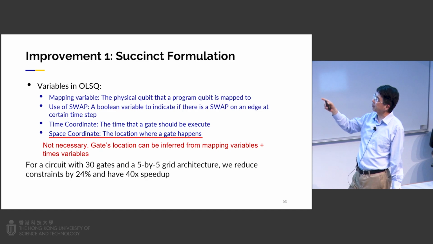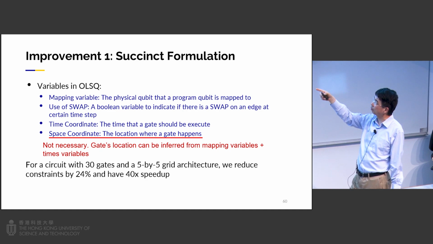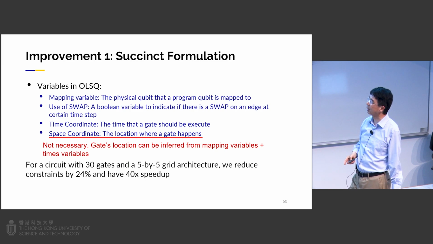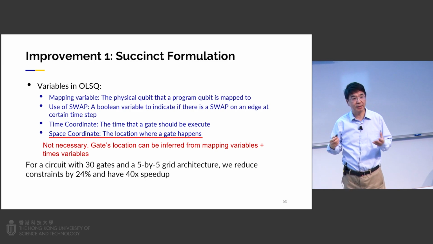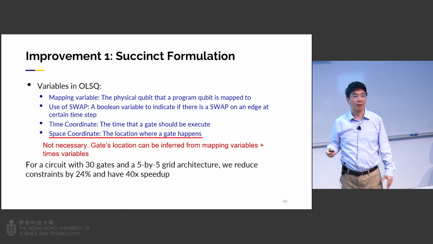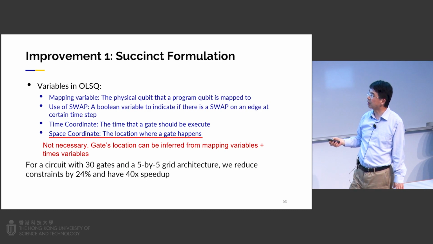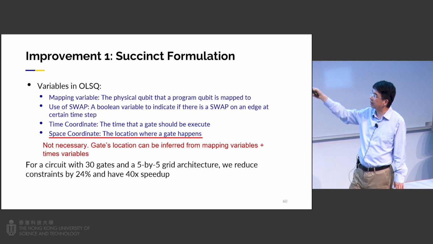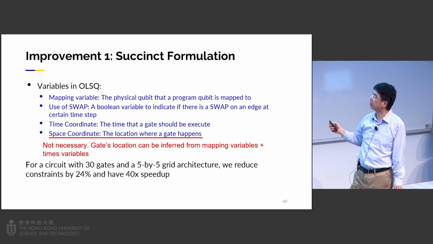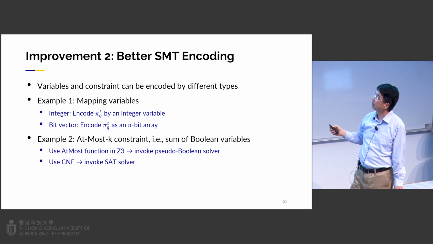For example, for a circuit with 30 gates on a 5 by 5 grid, we can reduce constraints by 24%. Remember, SMT or SAT is eventually an NP-hard problem. You are using some exponential algorithm to solve it. So if you reduce the constraints, for a large problem you can get a lot of speedup. So that's actually from the better encoding.